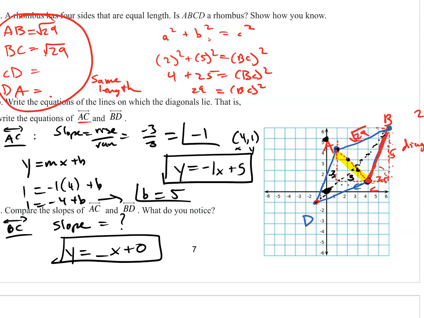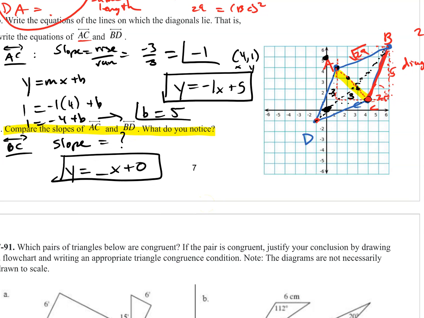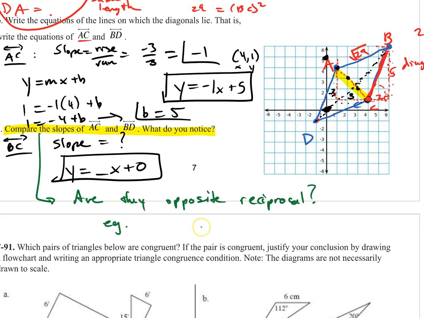I'll let you do part C on your own. Compare the slopes. What do you notice? And something to think about is, are they opposite reciprocals? In other words, is one slope a over b and the other slope is -b over a?